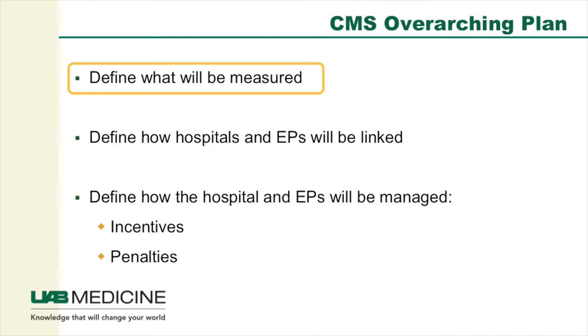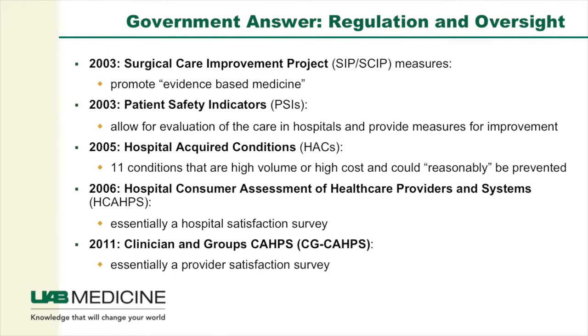So how do we define what's going to be measured? When you look at it, the government went back and looked at the things that people are using now. In 2003, they came up with the Surgical Care Improvement Project, or SCIP. It was called SIP before that, but it's called SCIP, and it promoted evidence-based medicine. That's what I was talking about earlier, where we said, you know what, we need an opportunity to have certain processes that you physicians went ahead and had published, where the data supports use of this, but you haven't really implemented it. Well, we're going to help you implement that, and we're going to measure these individual things, and then we're going to tell you how you do.